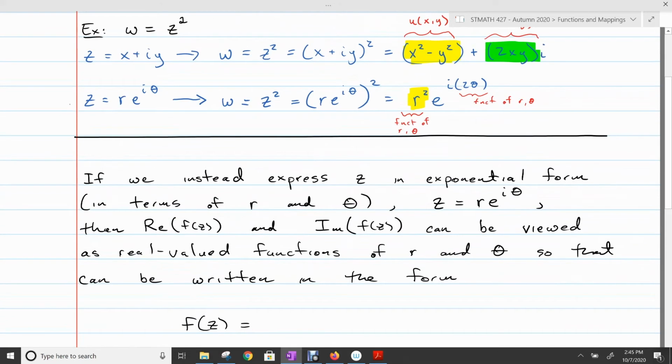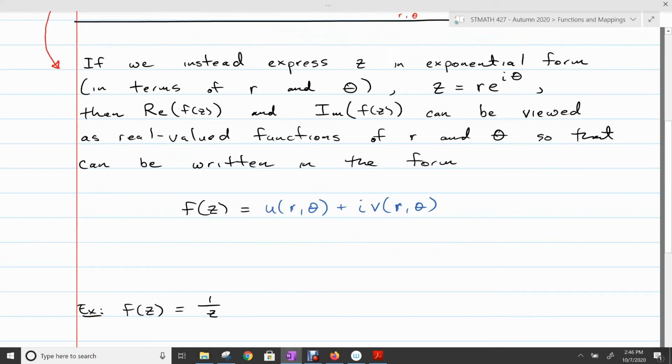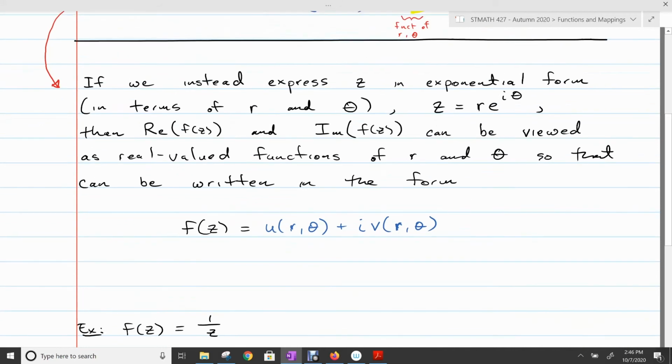The second part of this example that we just did, where we put things in polar form, illustrates the next point I want to make: if you express z in exponential form in terms of r and theta, then you can, in principle, break the function up into some u of r theta plus i times v of r theta. So the real and imaginary parts, indirectly, depend on r and theta if you express z originally in terms of r and theta.